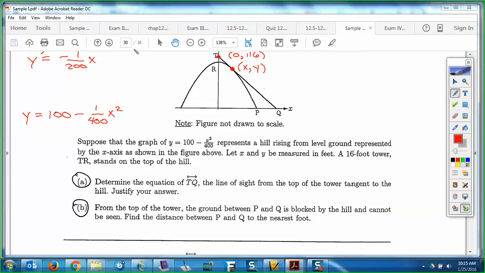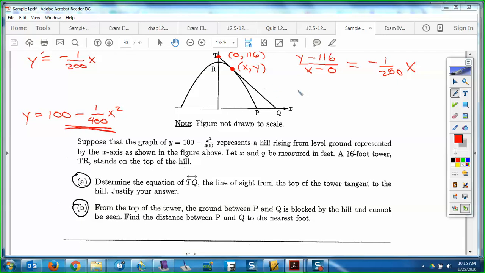And then what's the other thing you do with Shanghai? The actual slope between the 2 points. So y minus 116 over x minus 0. And then that has to equal the derivative, negative 1/200 x. Now one problem is we got 2 variables there. We got an x and a y. What can we put in place of the y? This equation right here, right?